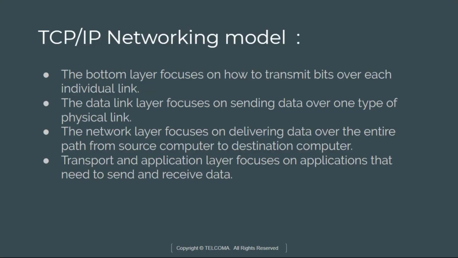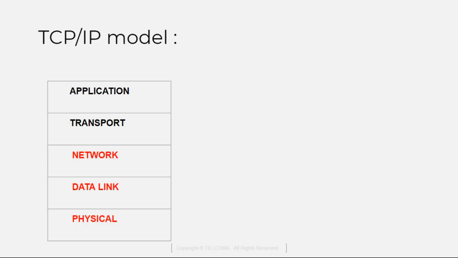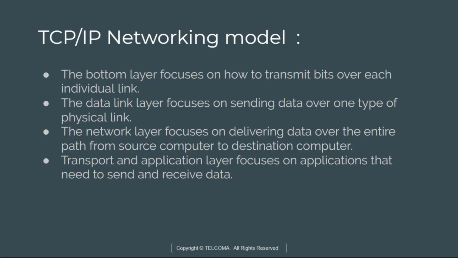Now the layers. The bottom layer, physical, focuses on how to transmit bits over each individual link. The data link layer focuses on sending data over one type of physical link. The network layer focuses on delivering data over the entire path. Transport and application focus on applications that need to send and receive packets. Again, it is a bottom-to-top approach, similar to the OSI reference model.